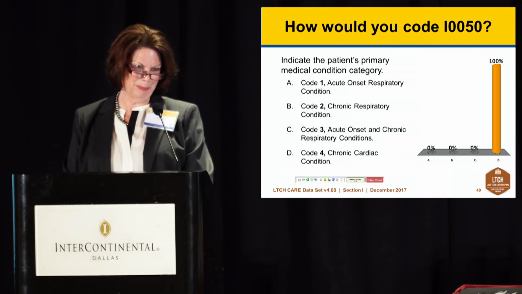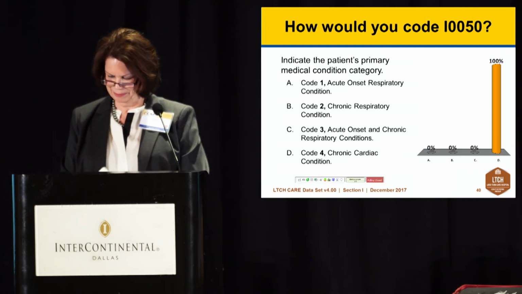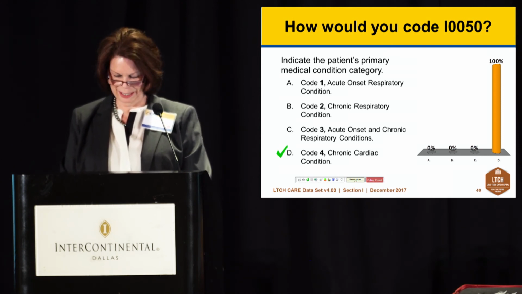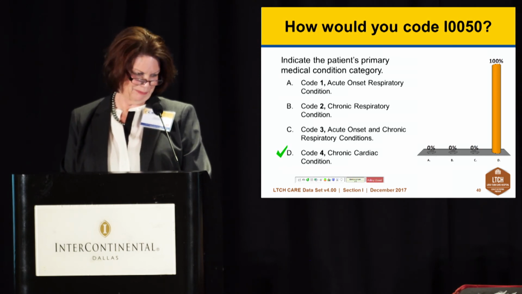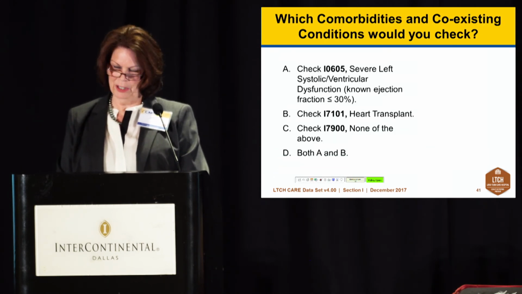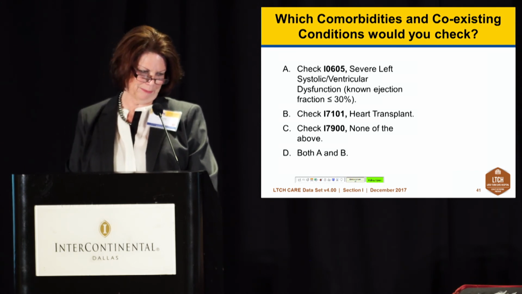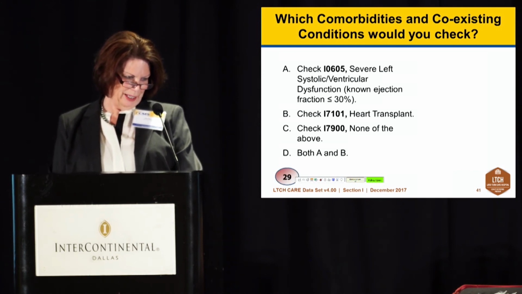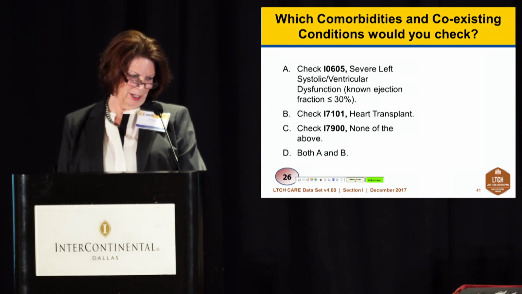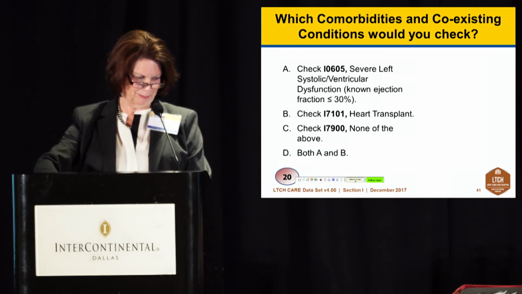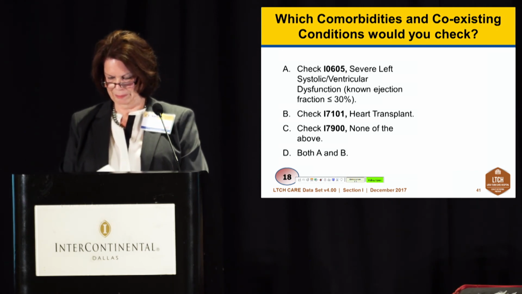Okay, great, 100%. The correct answer is code 4, chronic cardiac condition. In this scenario, what comorbidities and coexisting conditions would you check? A, severe left systolic ventricular dysfunction, B, heart transplant, C, none of the above, or D, both A and B?